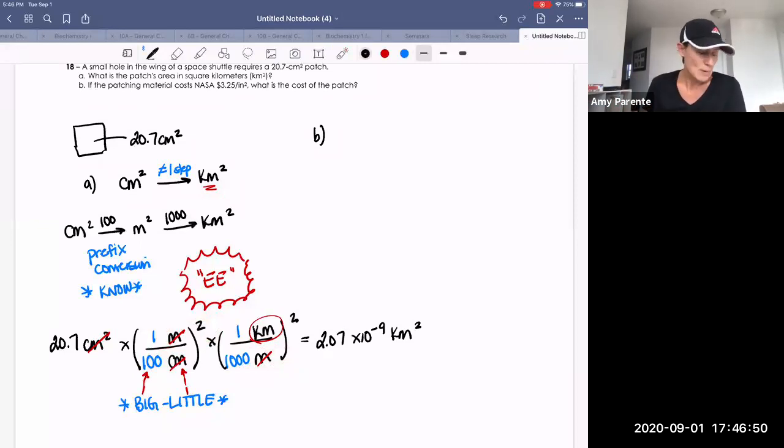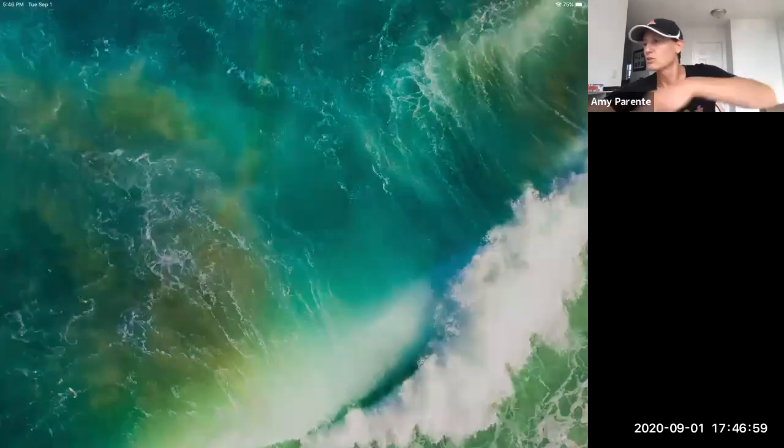So let's do this next part here. This next part says, if the patching material costs $3.25 per square inch, what is that patch going to cost us?